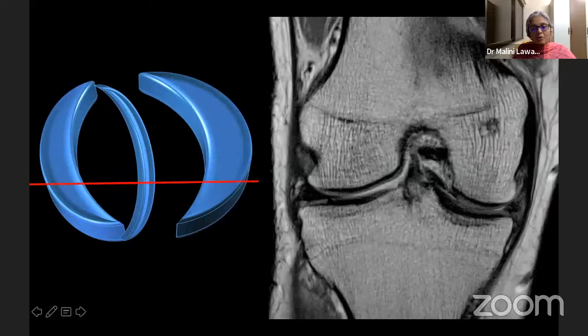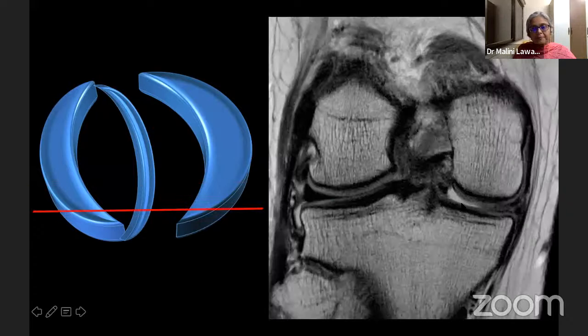Further, this is the normal body of lateral meniscus. Medial meniscus, you can see an attenuated body and this fragment here in the intercondylar region. Again, body, and here you have the displaced fragment.